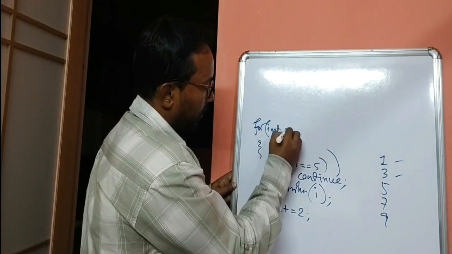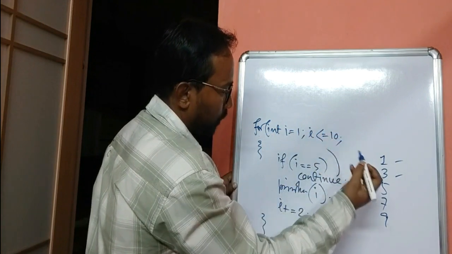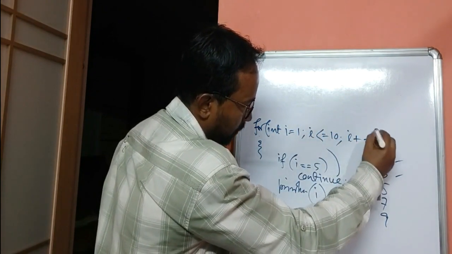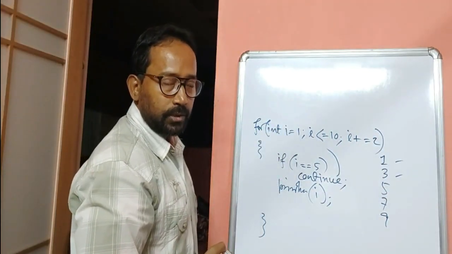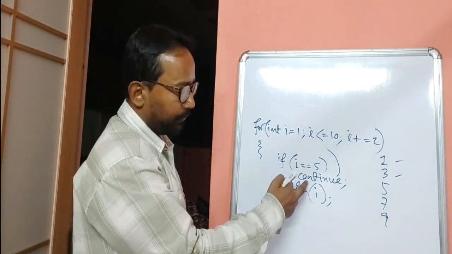For initialization expression, condition is less than equal to 10 and this is update statement which will come here. Now this loop will also execute 5 times. But when we are using I is equal to 5 for continue, what will happen?